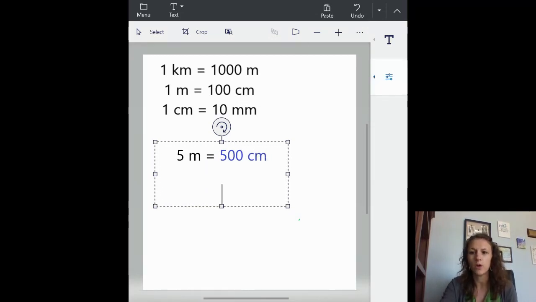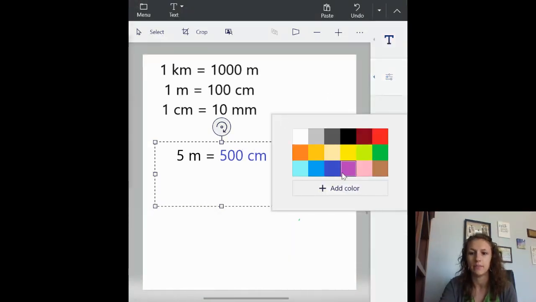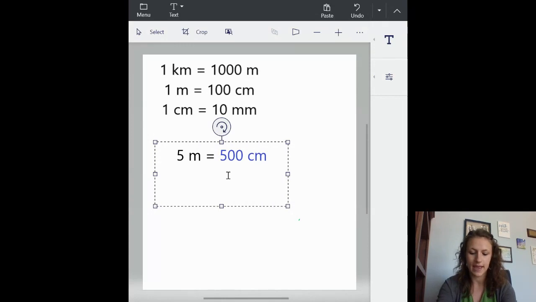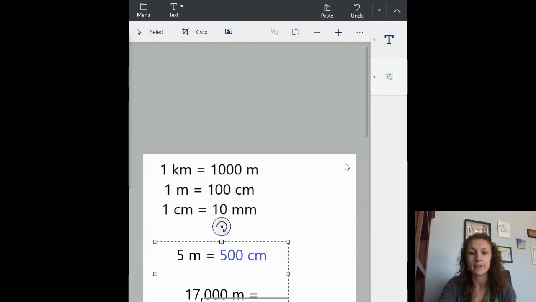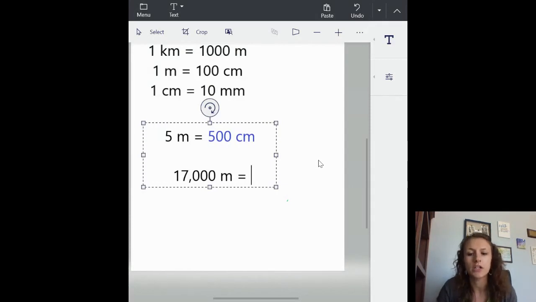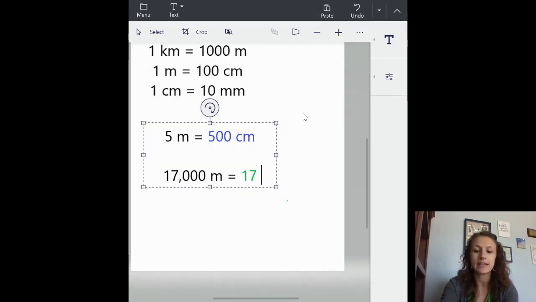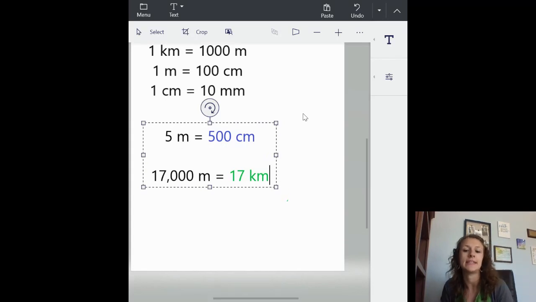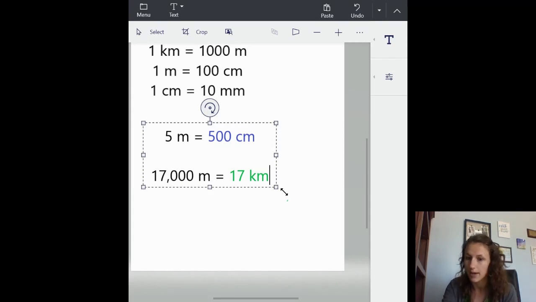As we're moving forward, let's now kind of turn our tables a bit. And let's now think about if I have 17,000 meters, how many kilometers would that be? All right, so now instead of trying to convert, we're now grouping it, right? And so if I have kilometers, I'm trying to make groups of 1,000. So I can get 17 groups of 1,000 from that 17,000 meters. So I know that 17,000 meters is the same as 17 kilometers.